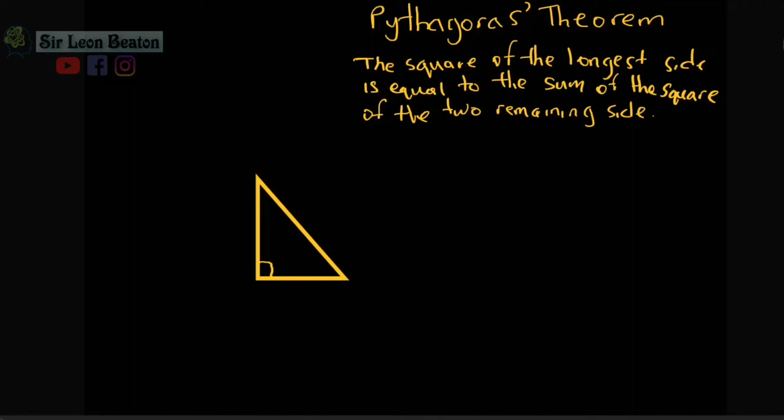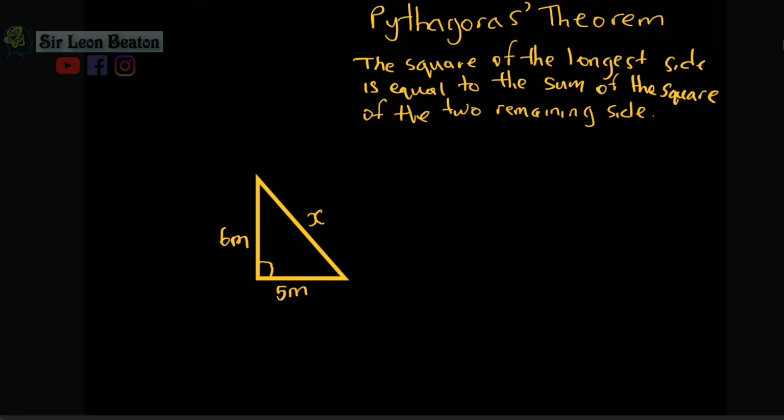Alright, so let's just say we were given a right angle triangle. Let's just say they give us two sides. Let's also say they give us this side as 5 meters and this side as 6 meters. And we are asked to find the missing side of this right angle triangle. Let's call this side X.